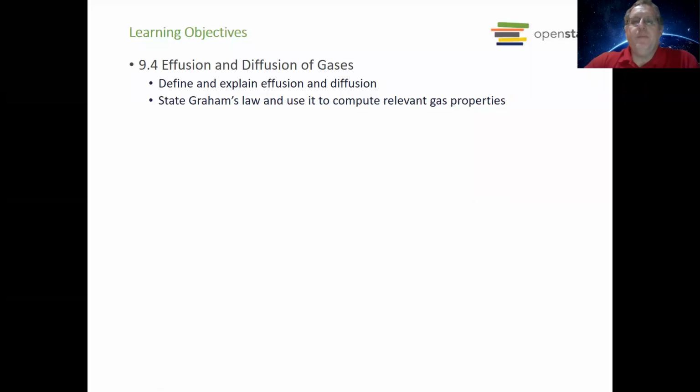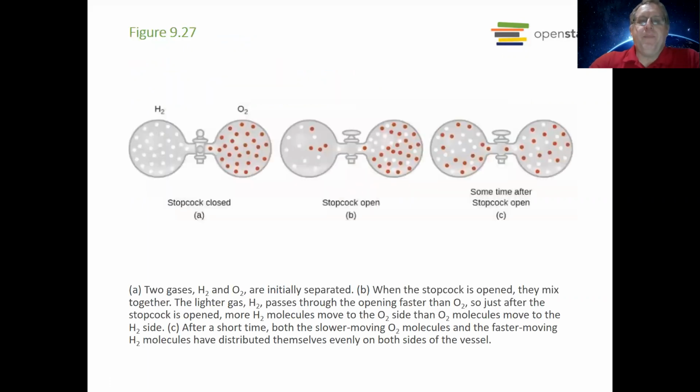Okay, we're at pretty much the end of chapter 9, and we've got just a few things left to do, but they're really important. One is to define the terms effusion and diffusion and take a look at something called Graham's law and how that relates to it.